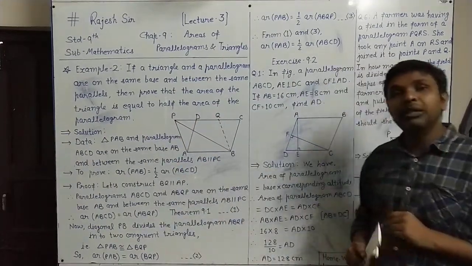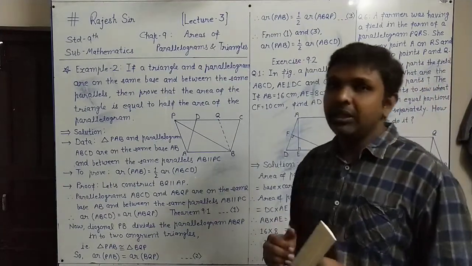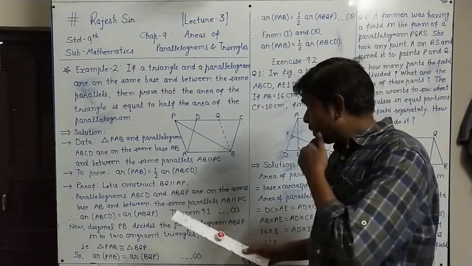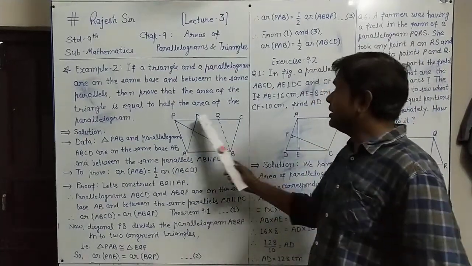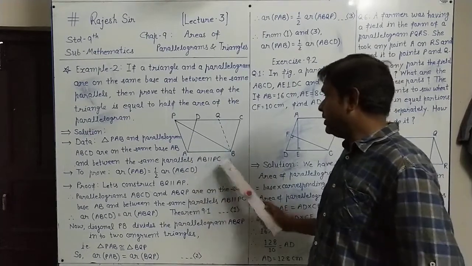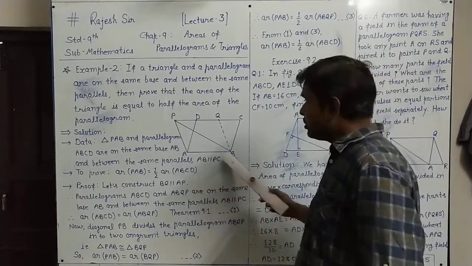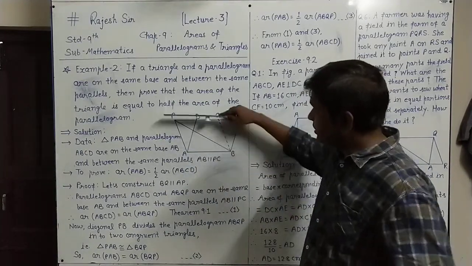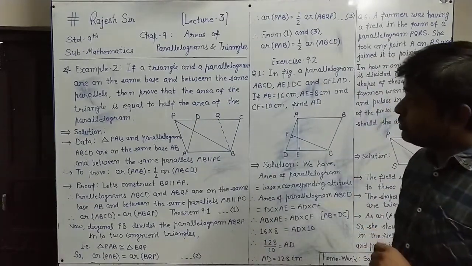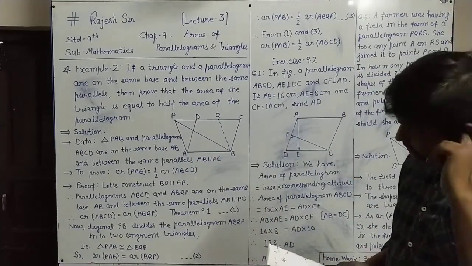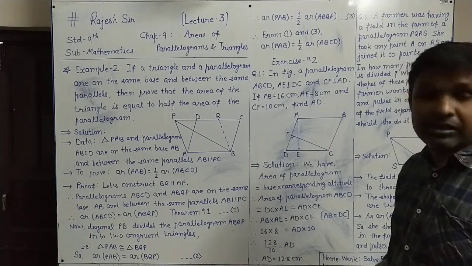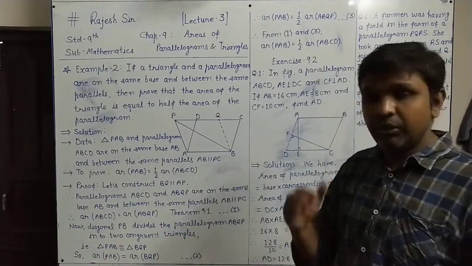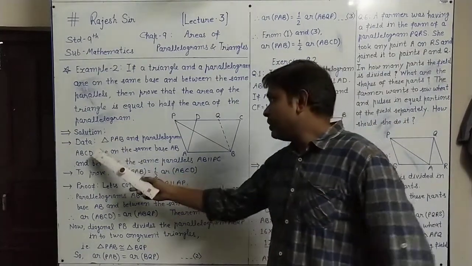The area of the triangle will be half the area of the parallelogram, with the condition that they have the same base and are between the same parallels. So this is the situation given. The parallelogram ABCD is given with the base AB, and the triangle PAB is also given on the same base AB and between the same parallels AB and BC. We have to prove that the triangle's area is half of the parallelogram's area. So the solution: here is the data.